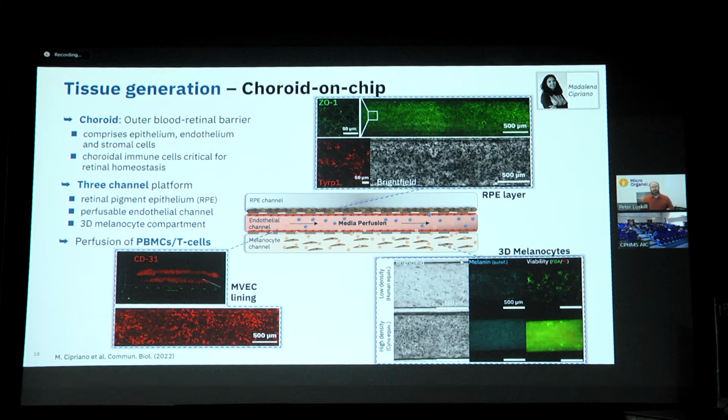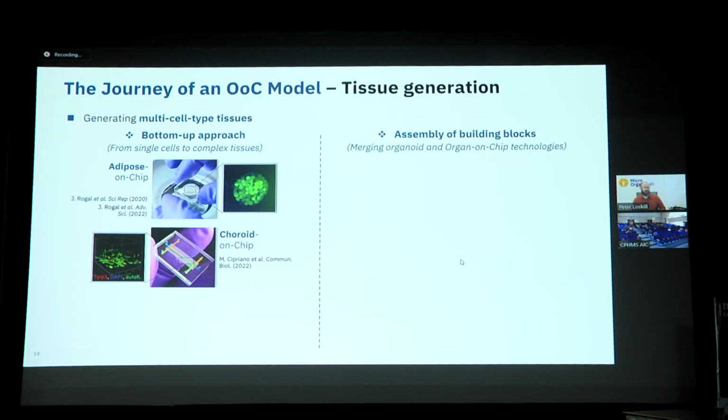And last but not least, we could then add the PBMCs, or in this case the T cells, and study in this case the recruitment of these T cells when we tested different types of bispecific antibodies. So these are two different ways of using a bottom-up approach to build a complex tissue.